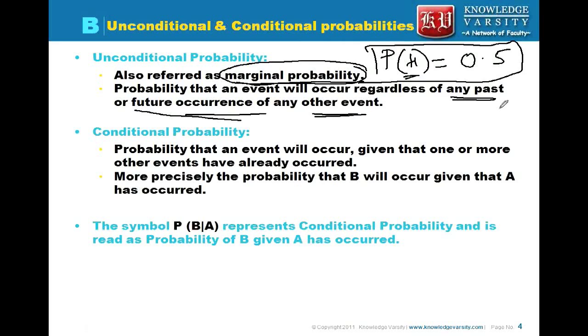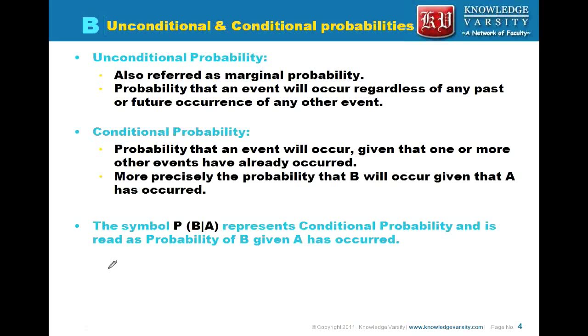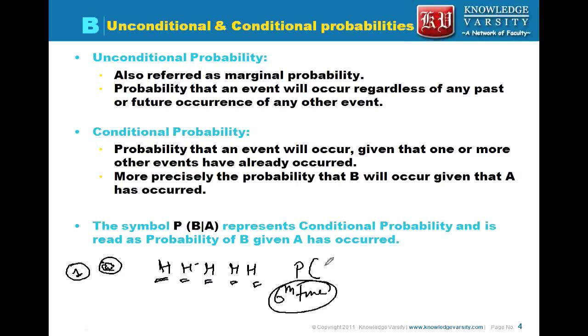Now I will ask you a quick question. Let's say you are throwing a 1 rupee coin, and you have got head, head, head, head. You have thrown it 5 times, and all 5 times head has come. You are going to throw it for the 6th time. I ask you the question: what is the probability that head will come? What will be the answer?